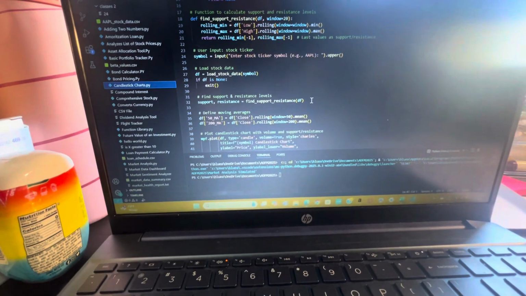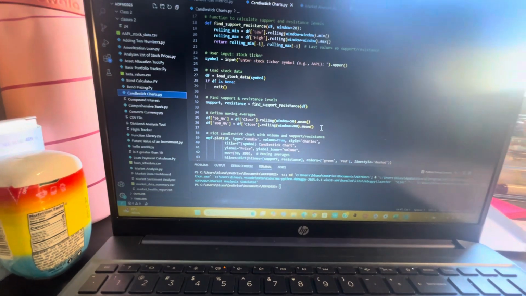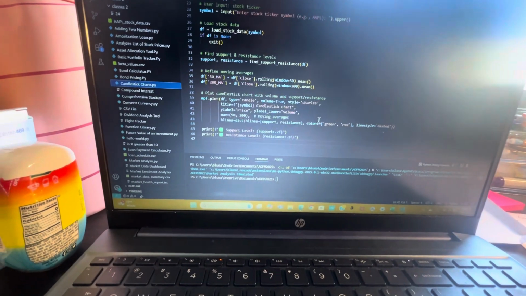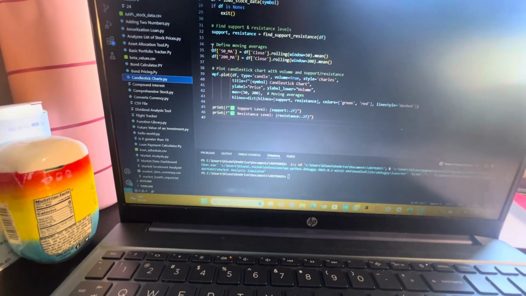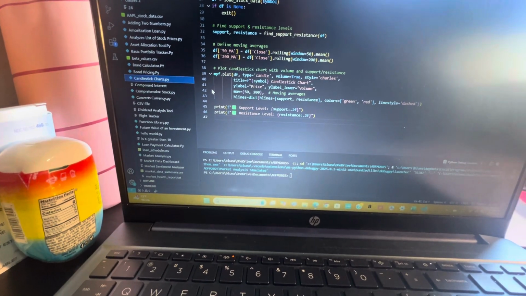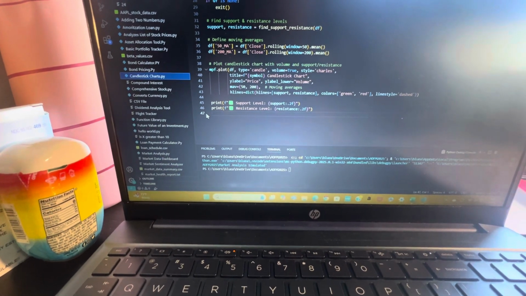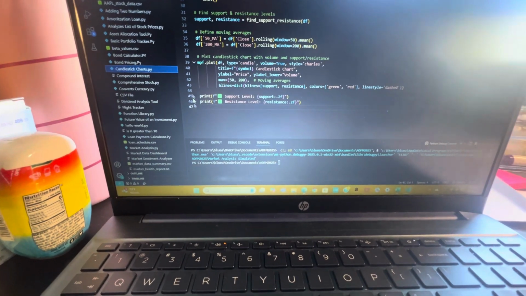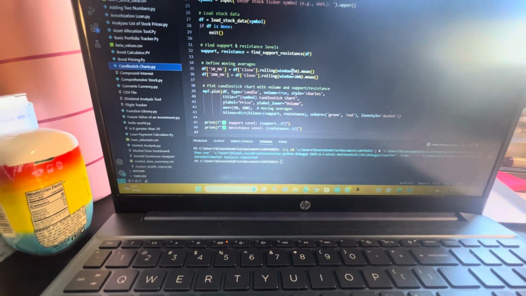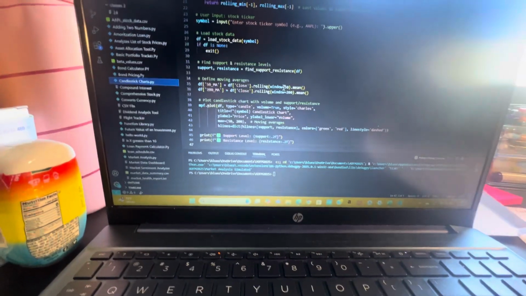Then I also want to highlight lines 34 through 36 because this is computing and defining moving averages, which again is very important when it comes to making stock purchases. Then we're going to jump down to lines 38 through 43. This is plotting the candlestick chart. And then lines 45 and 48 are going to plot those support and resistance levels on that candlestick chart, so that way you can see what stocks are struggling to drop and what stocks are struggling to rise. And that's the end of that code.